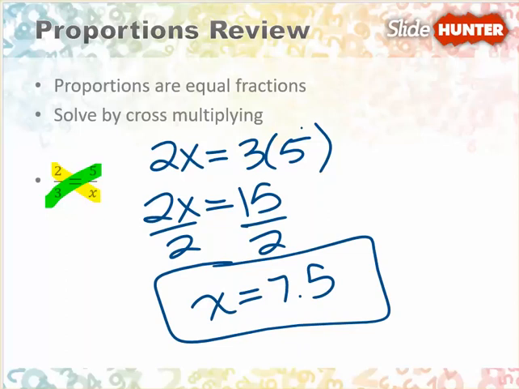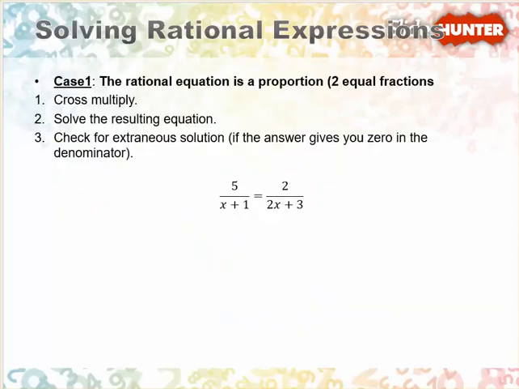Let's see how we're going to apply this to rational expressions. So on your worksheet, there's going to be 2 different types of rational expressions. The first type are going to be written for you as proportions or equal fractions. So again, we're going to cross multiply, solve our equation. But remember, we always have to double check to see if we get a value that would give us a 0 in the denominator. So let's go ahead and cross multiply.